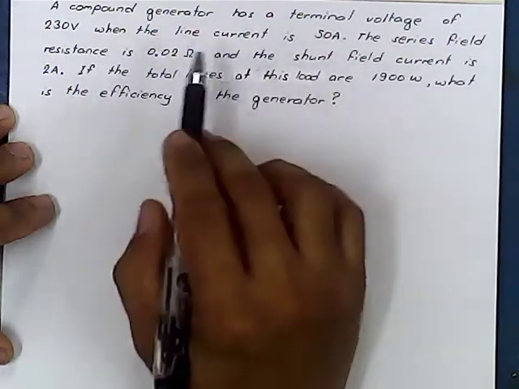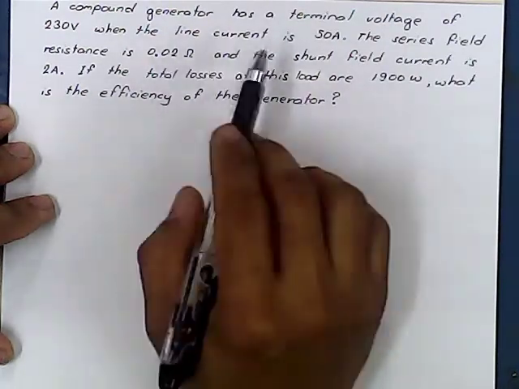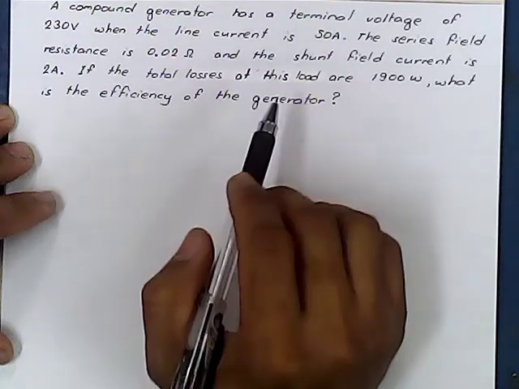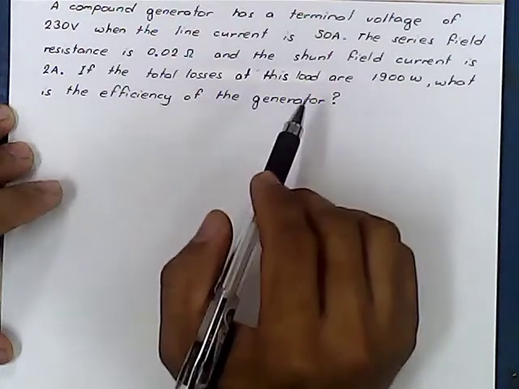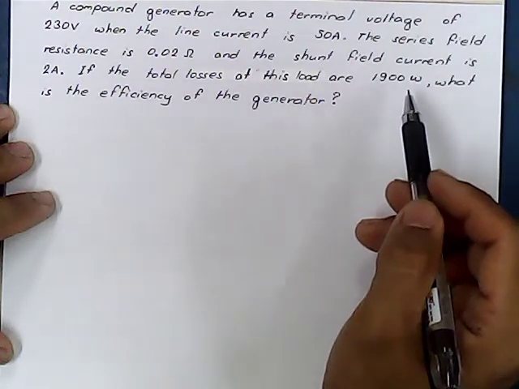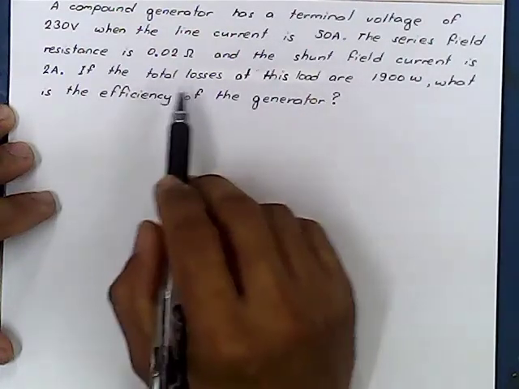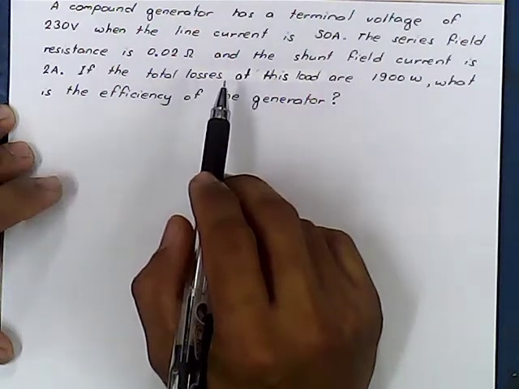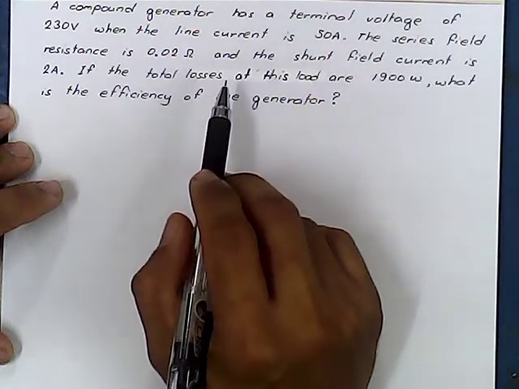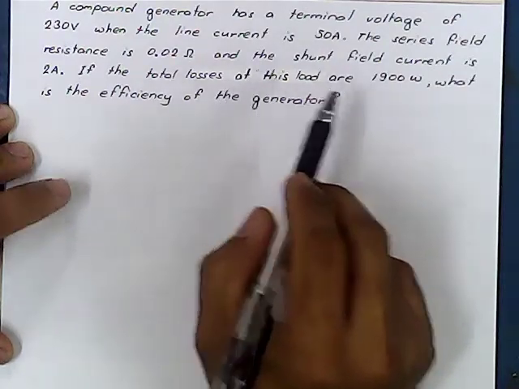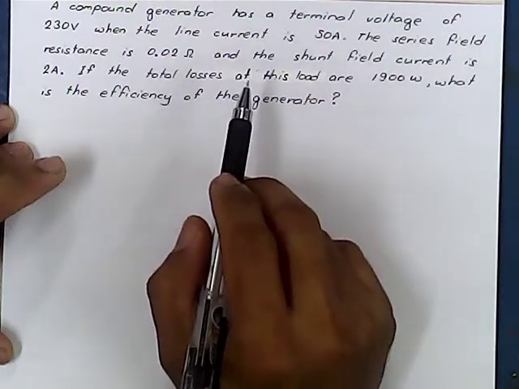Pero kung tutuusin, simple lang po yung problem na ito. Wala siyang binanggit kung ito ay short shunt or long shunt. Ngunit kung i-analyze natin maigi yung problem na ito, this is very easy. Dahil yung tinuko niyang 1,900 watts dito, that is already the total losses. Ibig sabihin, included na dito yung copper losses and rotational losses na pwede na natin kaagad-agad na gamitin sa formula natin.